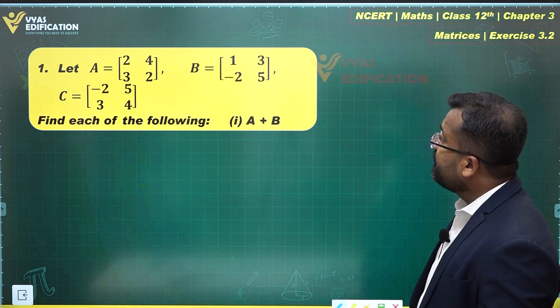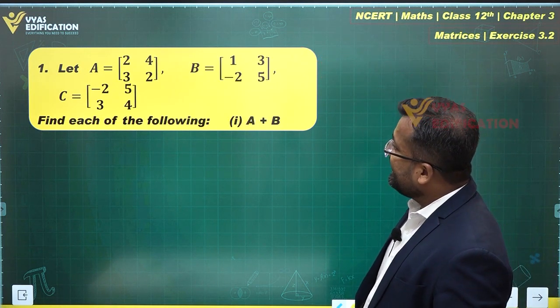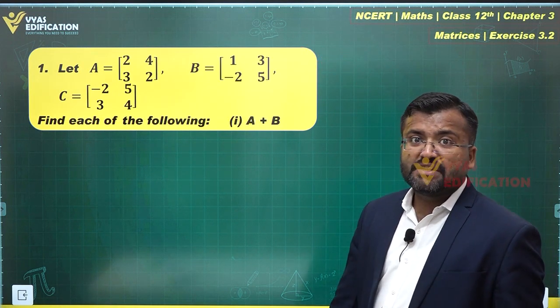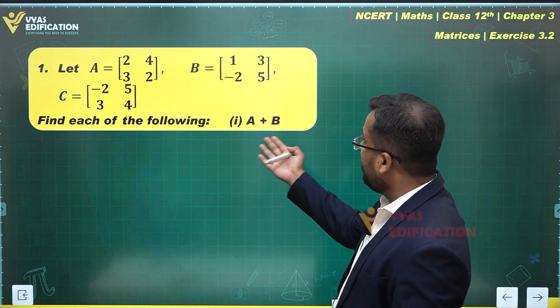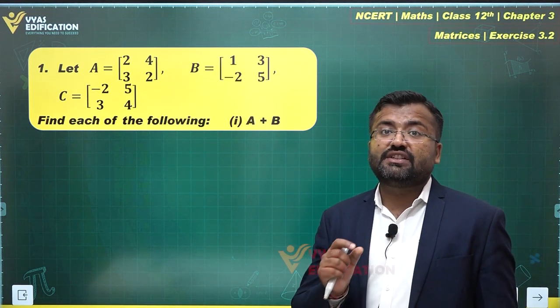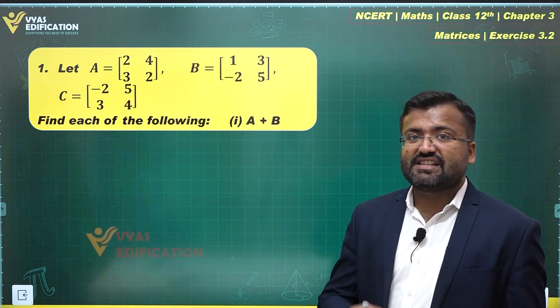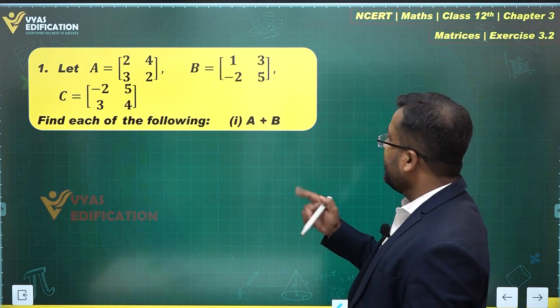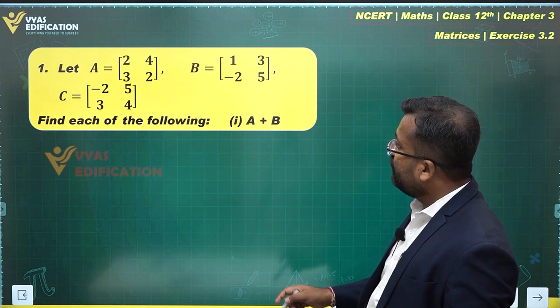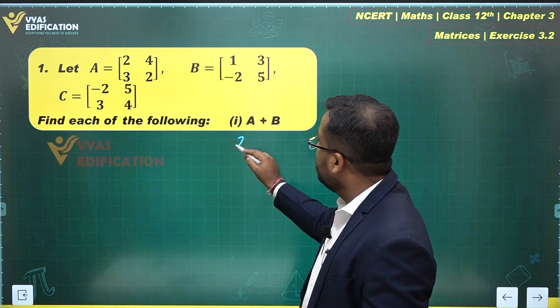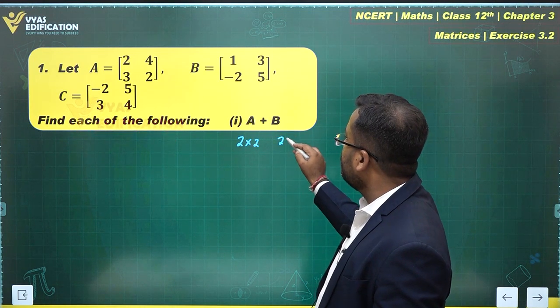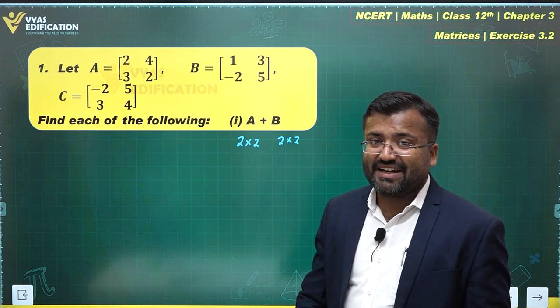What does this part say? For A, B and C given, how do we find A plus B? The matrices A and B can be added together if they have the same order. For adding or subtracting two matrices, their order must be the same. That is very important. Order of A is 2 by 2. Order of B is also 2 by 2. And therefore, yes, they can be added together.